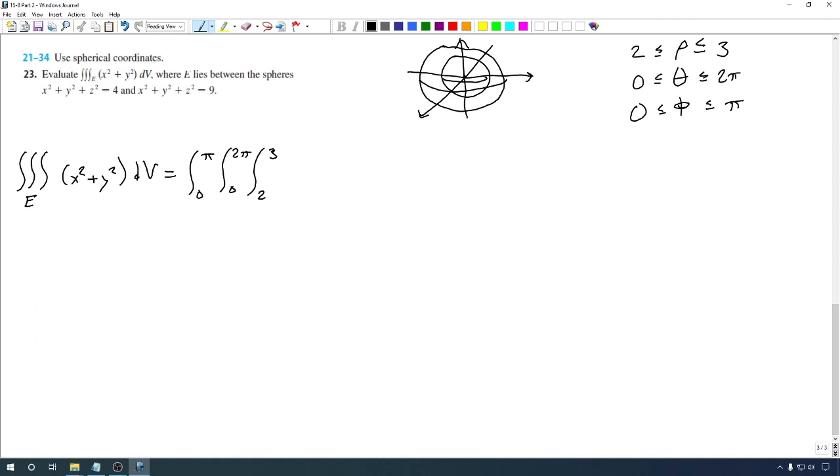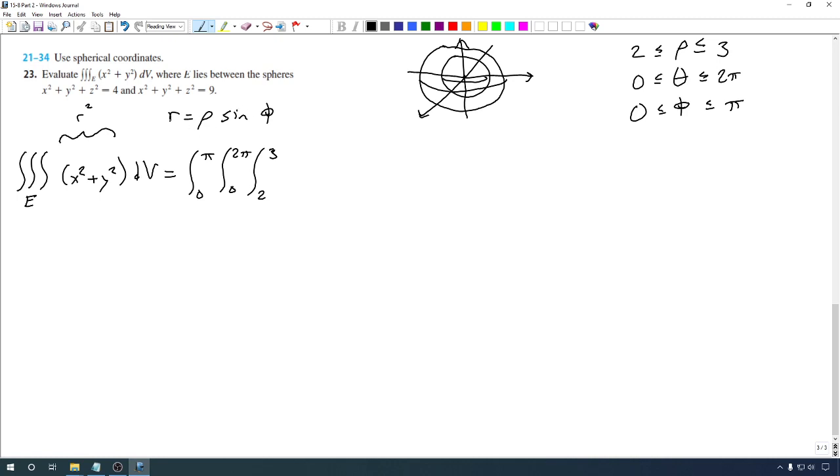We do need to express x squared plus y squared in terms of rho, theta, and phi. But keep in mind, x squared plus y squared is the r squared from polar coordinates, or cylindrical coordinates. And remember, we did have a formula for r in terms of rho and phi. r is equal to rho sine phi. And so that's actually what I'm going to use here.